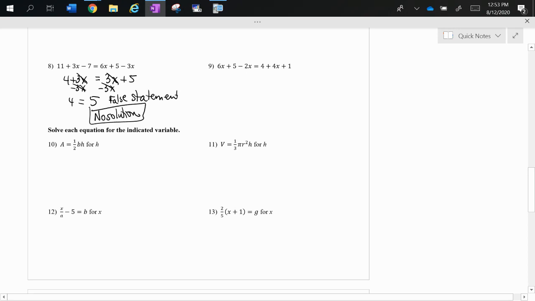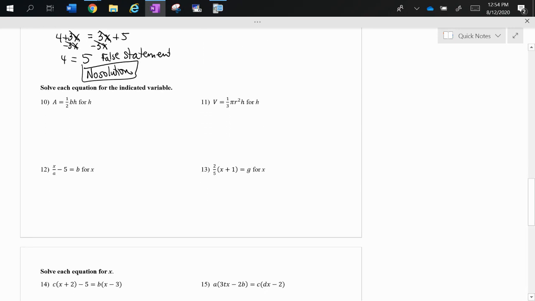And what that means is that no matter what number we try to put in, it will not make the sentence true. So once more time, if all our variables go away and we get either a true statement or a false statement, then if it's a false statement, that means there is no solution. Or if it is a true statement, then we want to say that there are infinitely many solutions. Any number I plug in would make the sentence true.